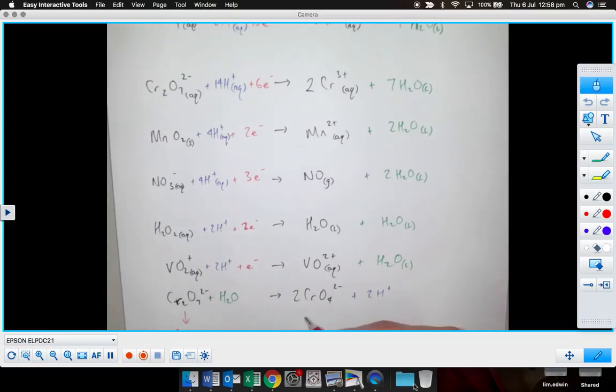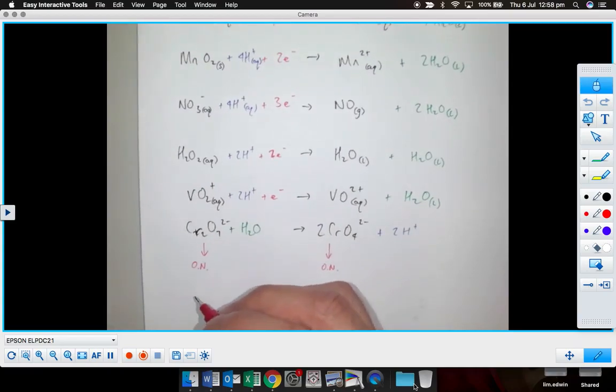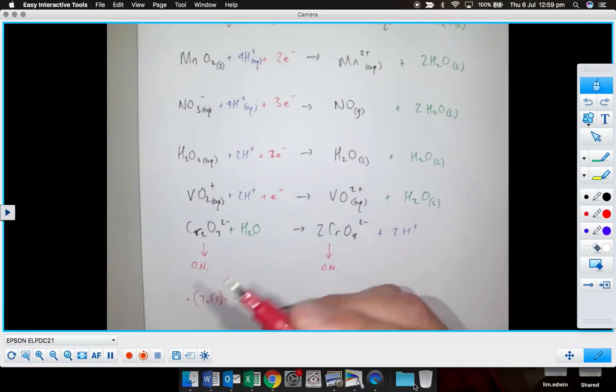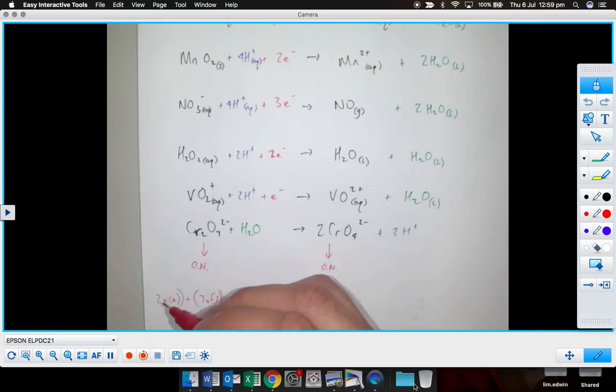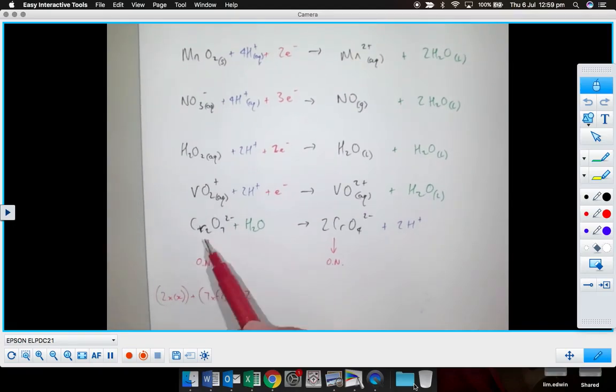Let's check the oxidation number of these two chromiums here. For this chromium, we know that -2 is the total charge on the ion. We know that there are 7 oxygens, so that provides 7 times -2. And we've got to work out what each chromium is going to be. So 2 times the chromium, which we've designated as x, plus 7 times -2 is equal to -2. So this is -14, this is 2x. Well, 2x is equal to +12, and x is equal to +6.